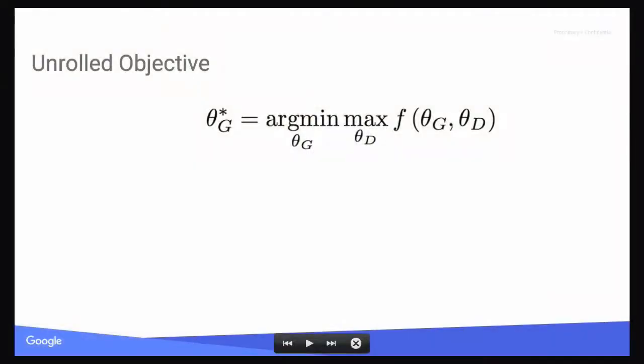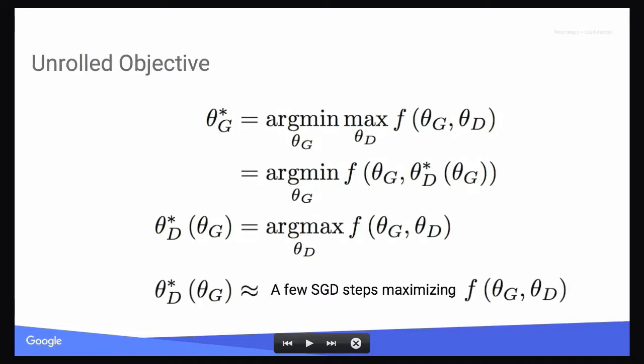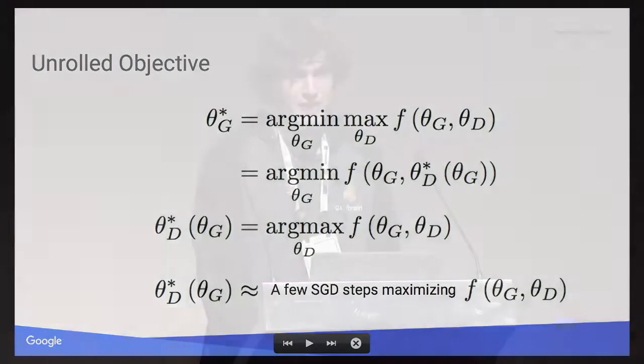To introduce our technique, first consider the normal GAN optimization procedure, or the normal GAN objective. The goal is to find the optimal generator parameters, theta g star, that satisfy the following min-max equation. We can do a simple substitution by replacing the inner max with some function that is the optimal discriminator, which is theta d star. Next, we can approximate this optimal discriminator by, instead of doing the complete max, just taking a few steps of SGD, maximizing this f. And then when training the generator, we now backpropagate through this optimization procedure.